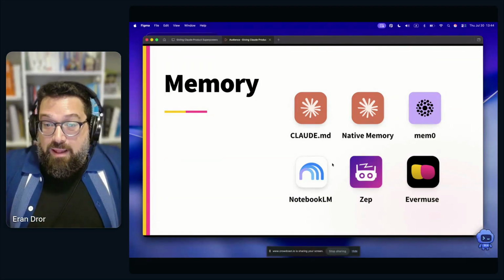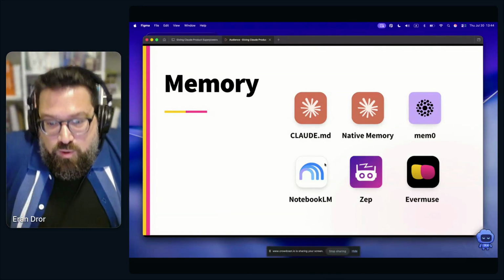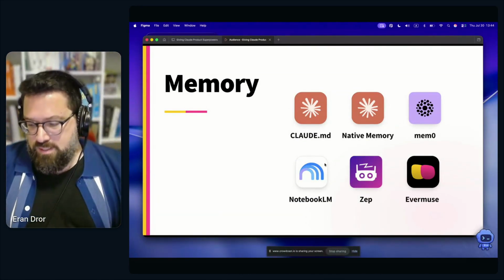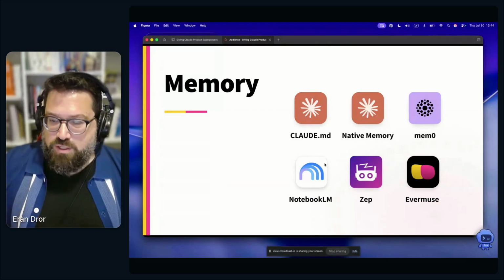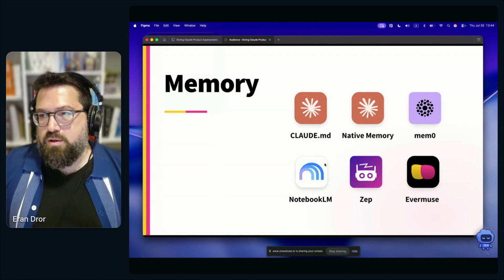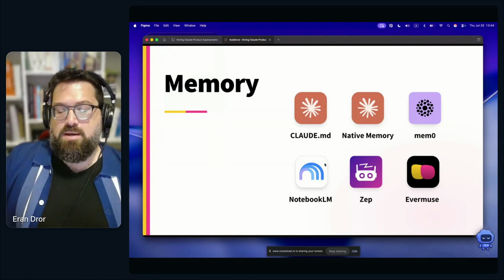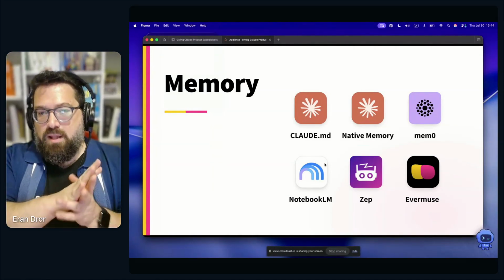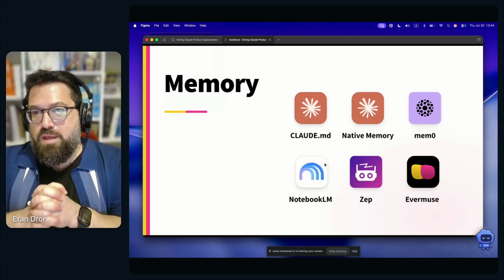Now, NotebookLM is another really interesting one. NotebookLM, if you know, it's a Google product. You can drop files into it. You can drop documents. You can drop transcripts of calls into it, and that's another layer of memory that you can plug in.